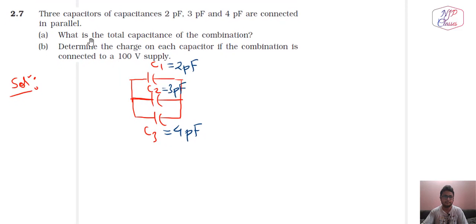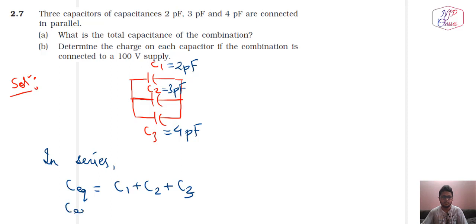In parallel, equivalent capacitance is equal to the sum of individual capacitances. If we want the equivalent, we just add them directly. Okay, C equivalent is 2 plus 3 plus 4, so 9 picofarad. So the total equivalent is 9 picofarad. Is it clear? You just have to add individually. So total capacitance is this.